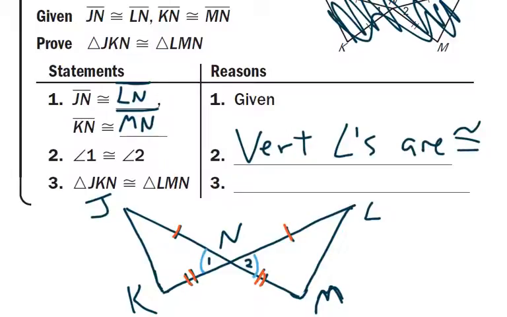Okay. So now I've got my 2 sides, and I've got the angles between them. So triangle JKN is congruent to triangle LMN. Notice corresponding parts are all lined up, and our reason for that is side, angle, side. Okay, so that proof is done.